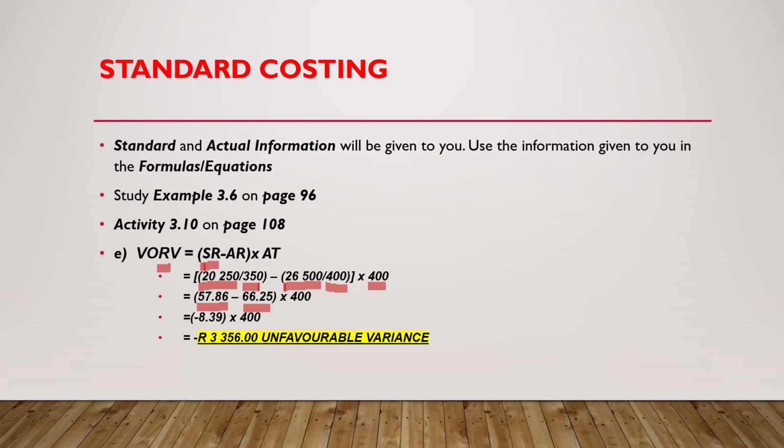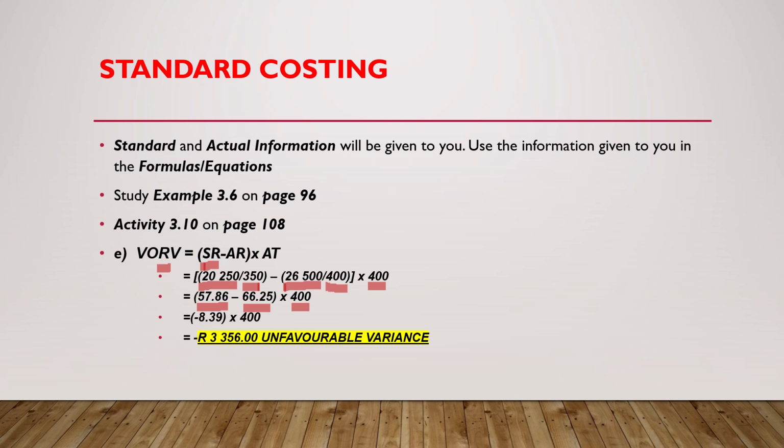And then times actual time, right? You can see from here whether the answer is going to be favorable or unfavorable. This is standard, which is planning. This is actual. So when actual is greater than standard, then we will have unfavorable variance, right?